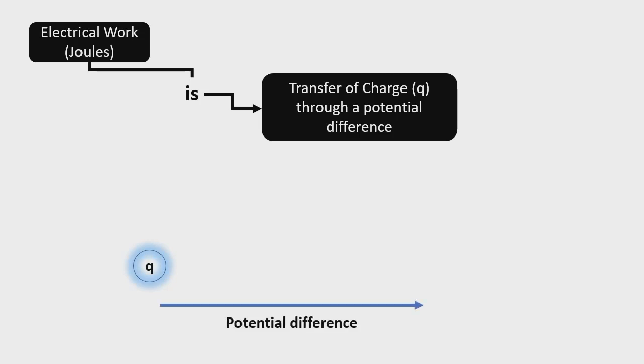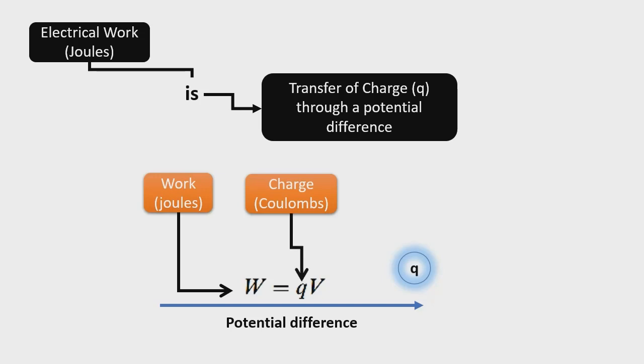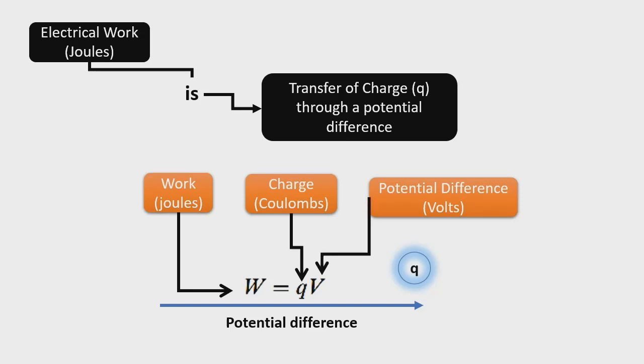If there is a charge Q and the Q is energized to move from one point to another point, the difference between the two points is called a potential difference. The electrical work can be calculated by the formula W is equal to Q times V, where W is the work in joules, Q is the charge in coulombs, while V is the potential difference in volts.